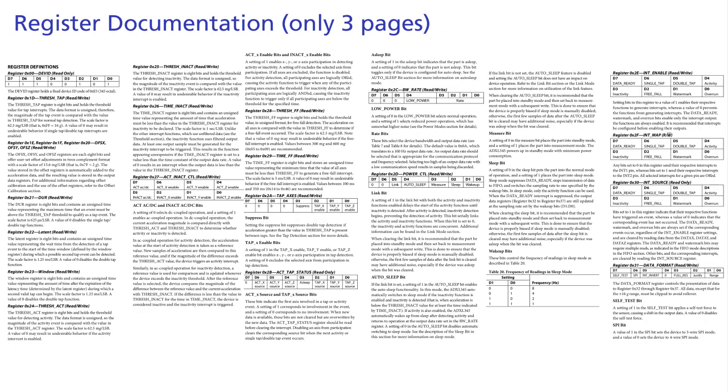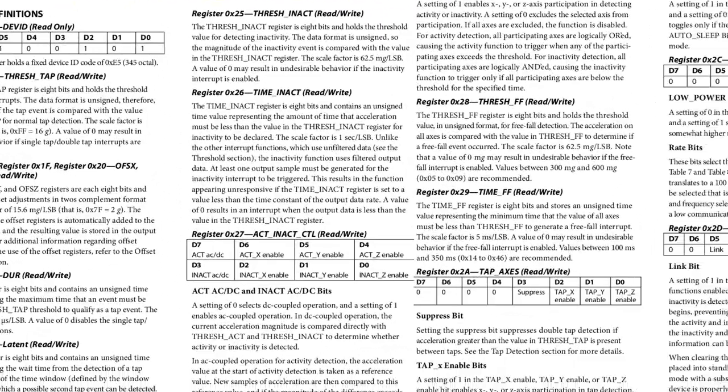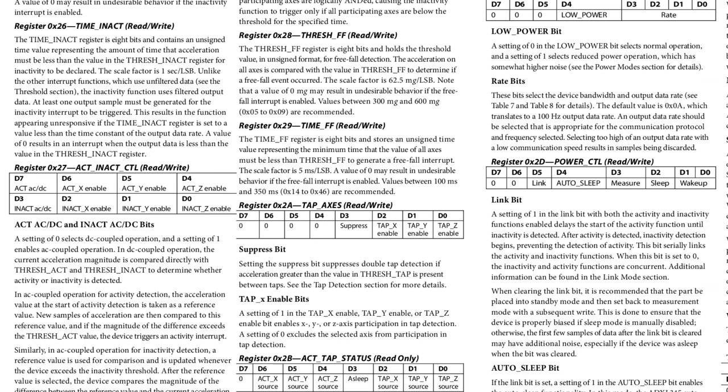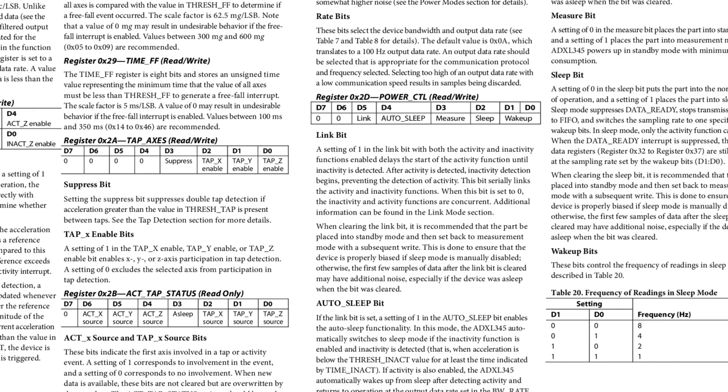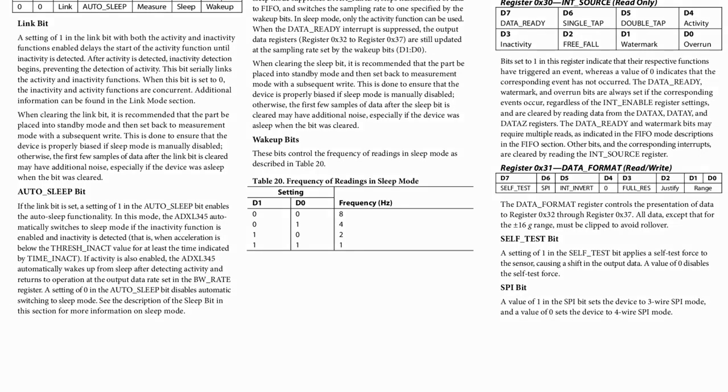The data sheet for the ADXL345 is a scant 36 pages. There are only 3 pages of detailed documentation of the registers. This is because the ADXL345 is a comparatively simple chip, with few operating modes and essentially a single function.